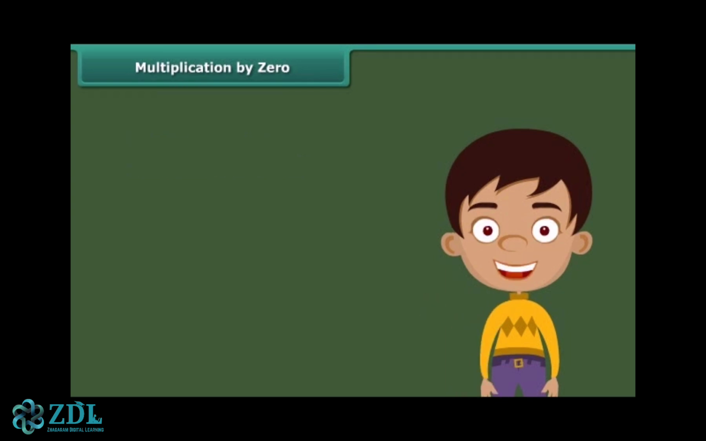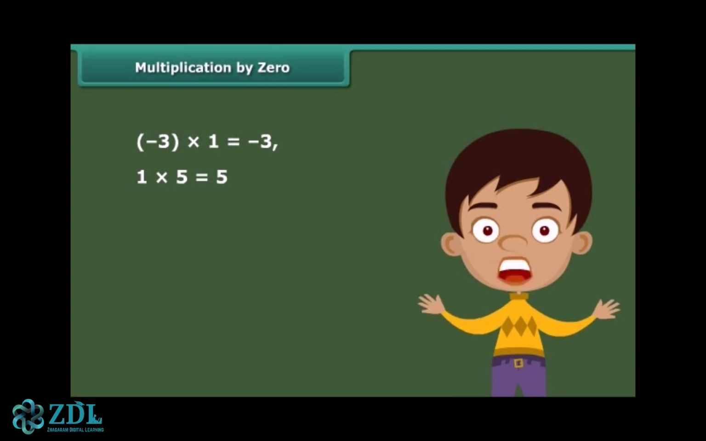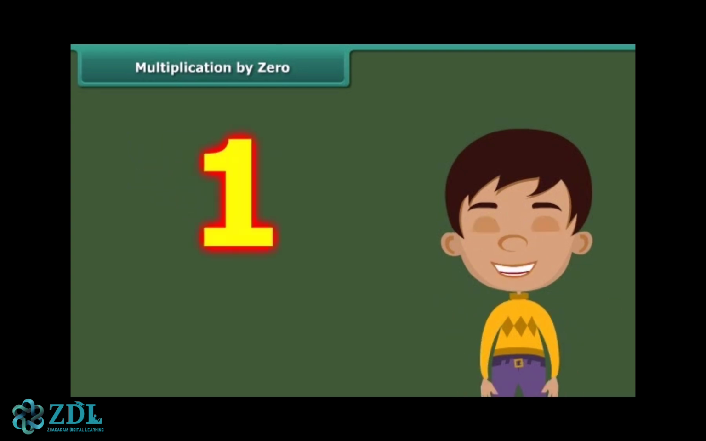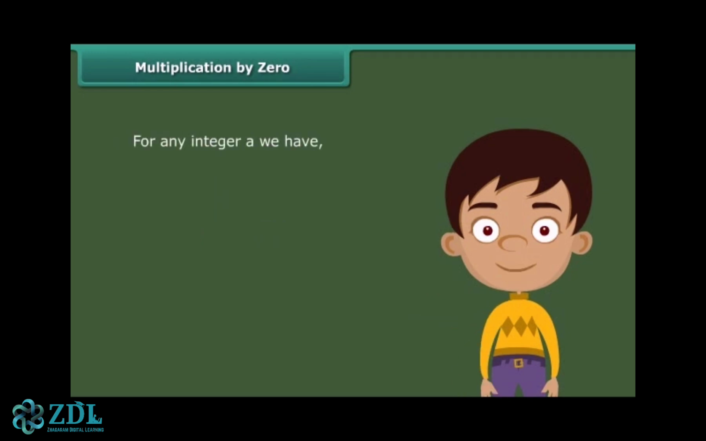When we multiply 1 with any integer, we get the same integer. For example, minus 3 into 1 is equal to minus 3. 1 into 5 is equal to 5. That means 1 is the multiplicative identity for integers. In general, for any integer a, we have a into 1 is equal to 1 into a, which equals a.